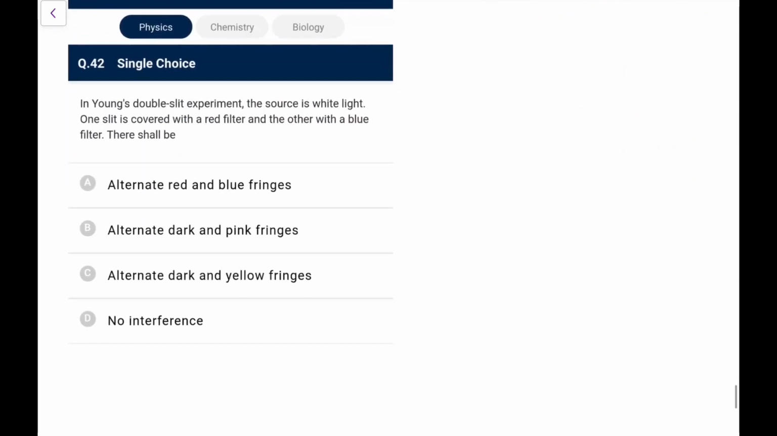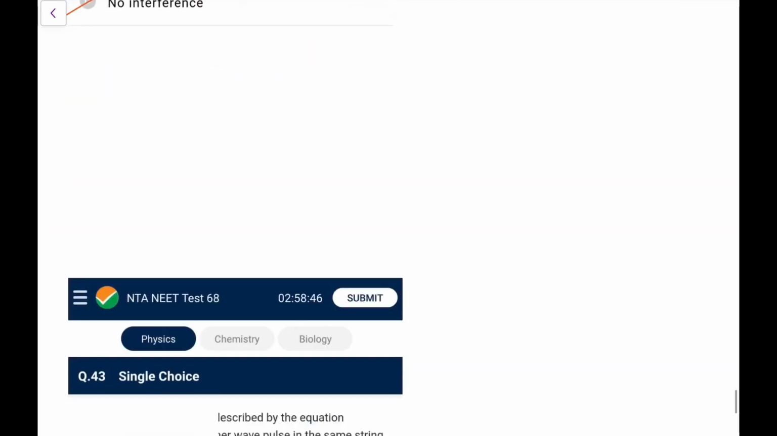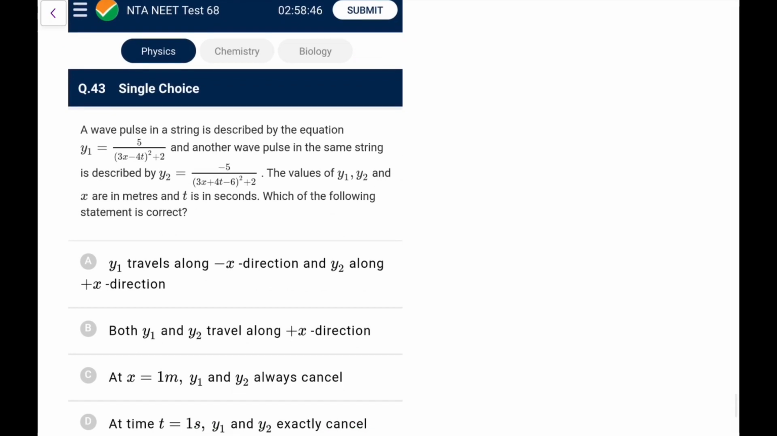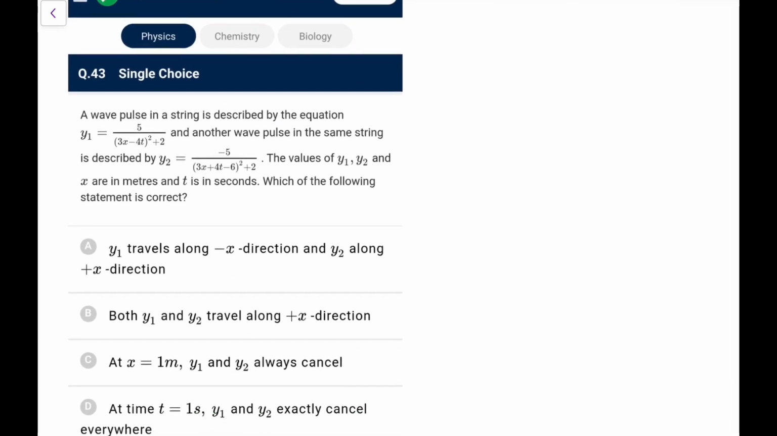Next one. In again YDSE, the source is white light. One slit is covered with a red filter and the other with a blue filter. Because one is a red filter and one is a blue filter, frequencies are different, so we have non-coherent sources, and because of non-coherent sources there will be no interference for sure. So whenever this filter type of question comes, you must have done it in your practice, if you have done sufficient practice, because now you have lights of different frequencies, and without a coherent source you can't observe a sustainable interference pattern.